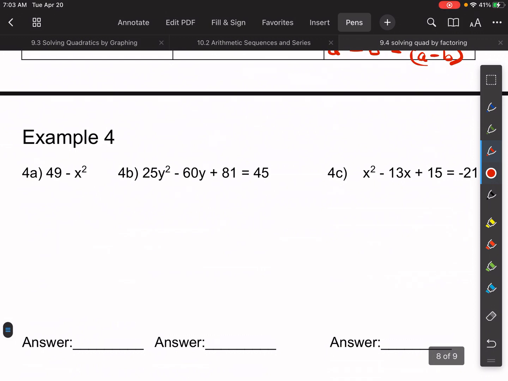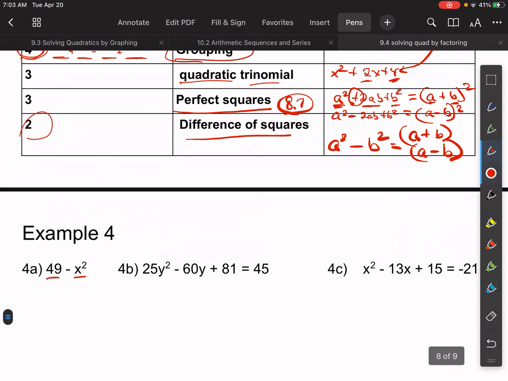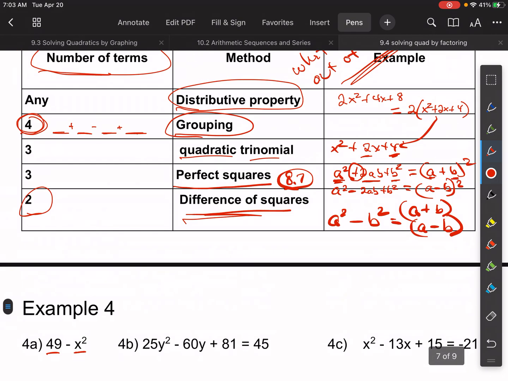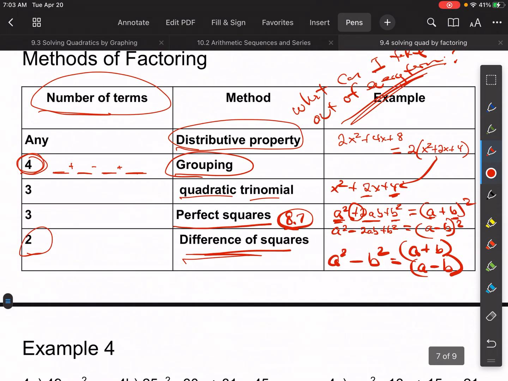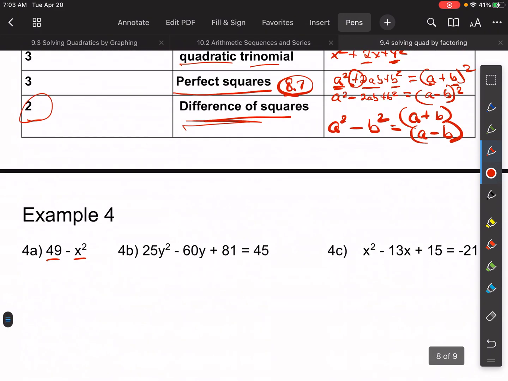So for example 4, notice here we have two terms. Two terms means that we're going to focus on the difference of squares. That's the only possibility on this chart. If there's two terms, it's going to be the difference of squares, or it could be the distributive property, right? We always check that first. So there's nothing in common with both of these, so I'm going to go to my difference of squares. Can I write this as something squared minus something squared? The answer is yes. This could be 7 squared minus x squared. So this will factor to, since this is the difference of squares, (7 plus x)(7 minus x).